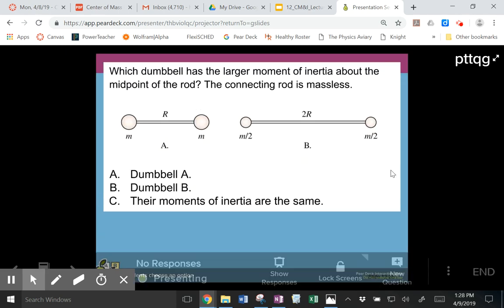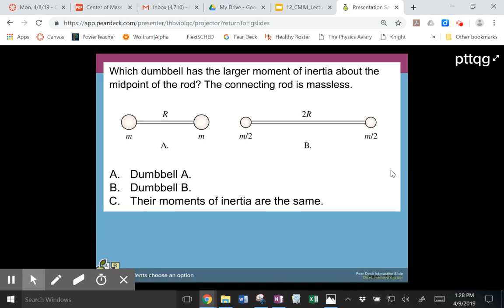Another little one, let's throw this at you. Speaking of dumbbells, which has the larger moment of inertia about the midpoint of the rod? The connecting rod itself is massless, but you can see the difference in these two configurations. So bigger moment of inertia, what do you got? Algebraically, just sum the MR squareds.